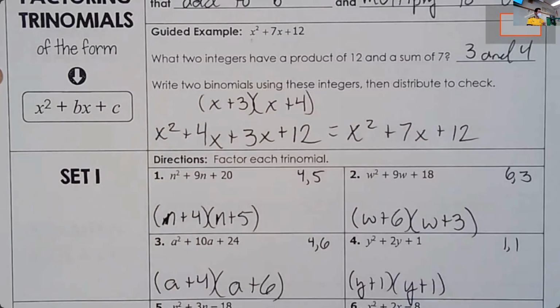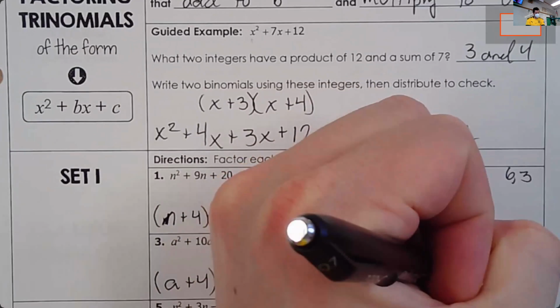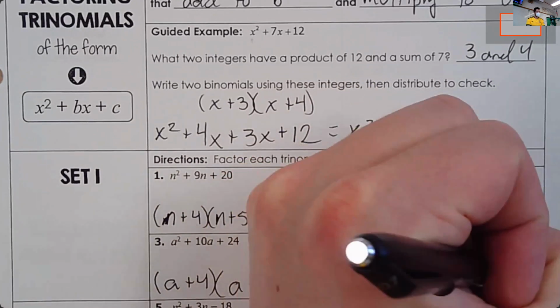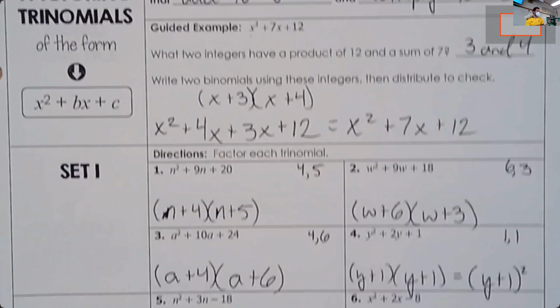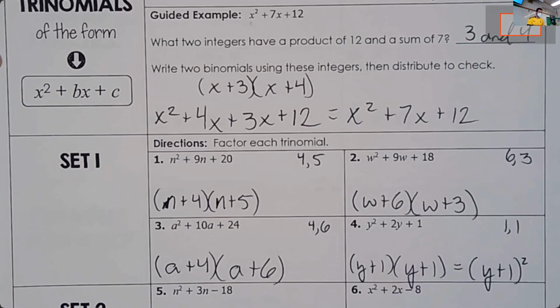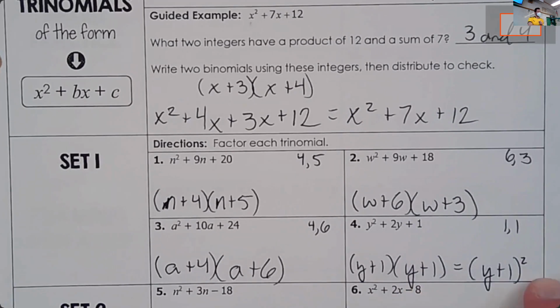However, there is a more condensed way to write this answer. Because it's the same binomial multiplied by itself, we can write it a little bit more condensed as y plus 1 and then a squared on the outside. So if you end up seeing the same binomial multiplied by itself like we have here, you can just write the binomial once and then a squared on the outside. So that is set 1.